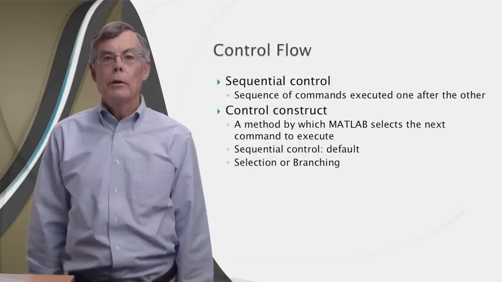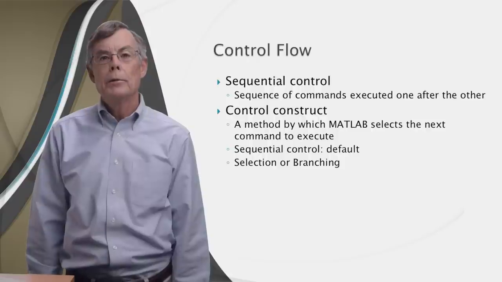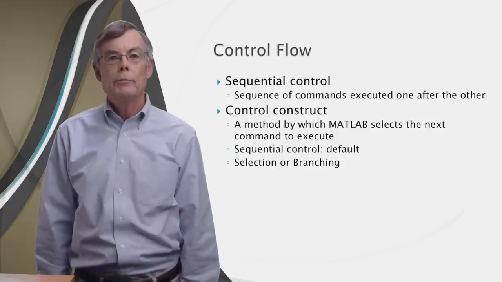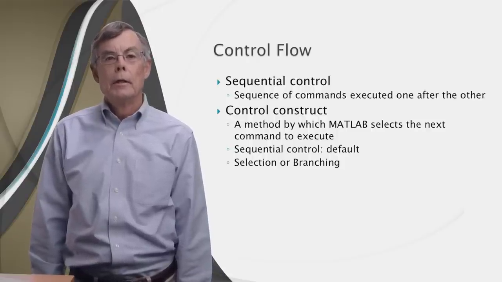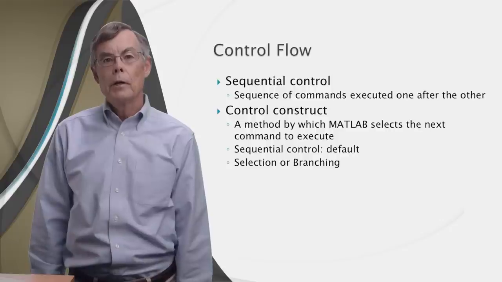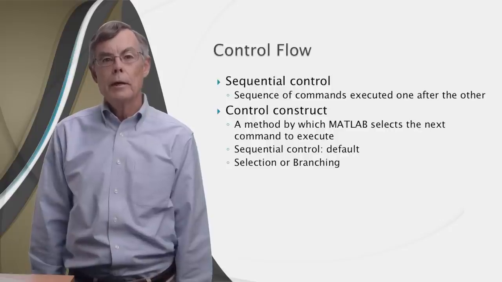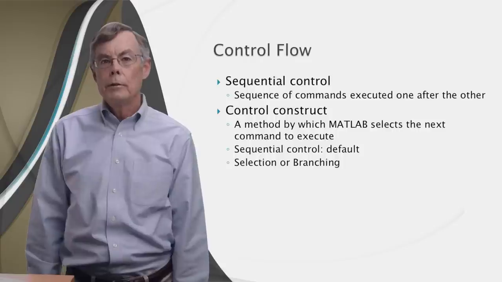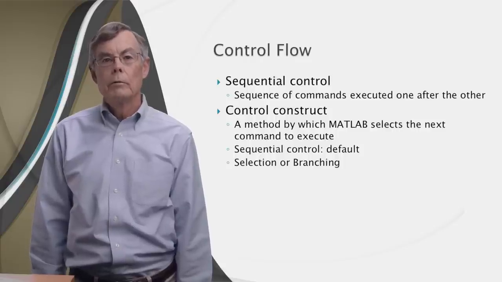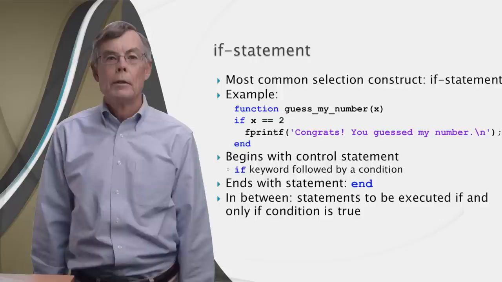and it's the primary example of a control construct. A control construct is just a method used by MATLAB to select the next statement to be executed after it's done with the current one. In this lesson, we'll introduce some constructs that tell MATLAB to select its next statement based on some condition. A construct that does this is called selection, or some people call it branching.